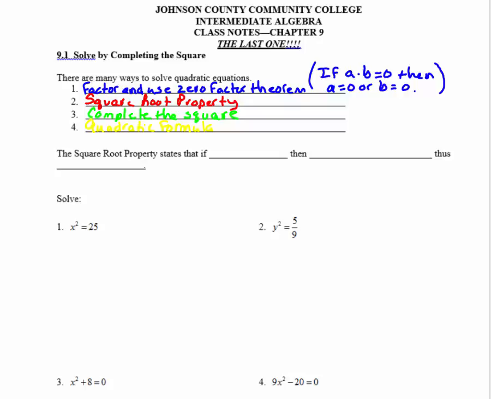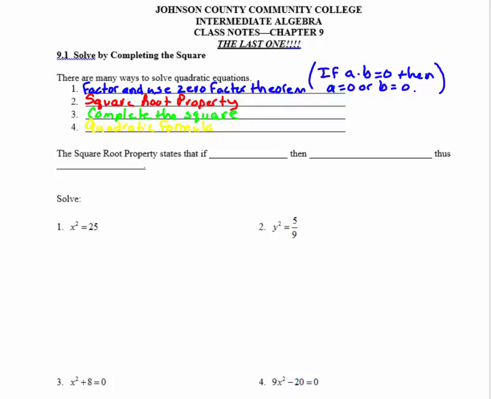Number 2, we have the square root property, which we'll talk about as well. Number 3, completing the square. And number 4, quadratic formula. So these are the four different ways to solve quadratic equations. Some methods work all the time, some methods work some of the time. So try and figure out which is the best method. So let's talk about the square root property.